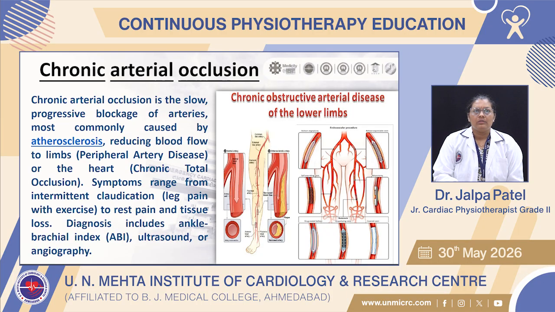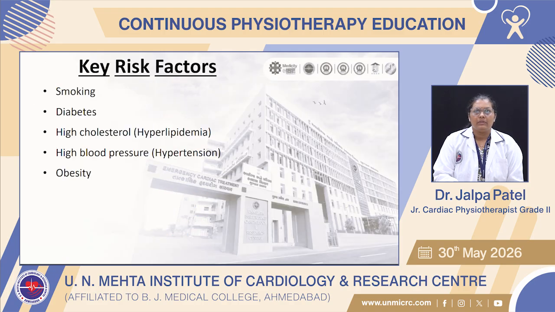Chronic arterial occlusion. Chronic arterial occlusion is the slow progressive blockage of arteries, most commonly caused by atherosclerosis, reducing blood flow to the limbs or heart. Symptoms range from intermittent claudication to rest pain and tissue loss. Diagnosis includes ankle brachial index, ultrasound or angiography.